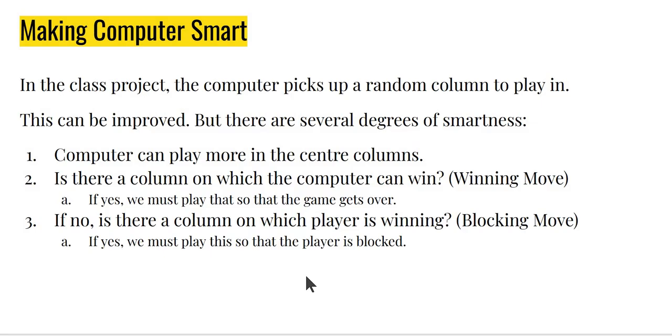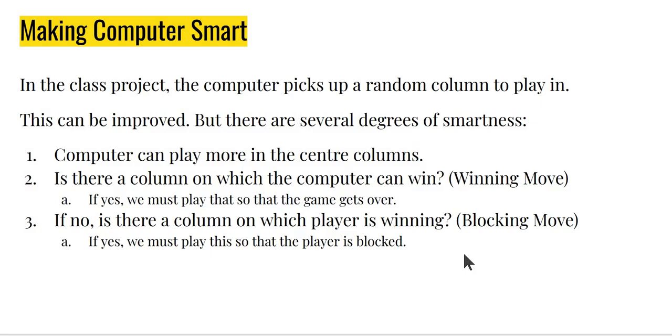Going further, the computer can ask the question, before I make a move, is there a column on which I can win right now? This is what we call a winning move. Obviously, this is a very desirable situation because if we win there, the game gets over right there with the computer winning. Going further, if there is no winning move, the next thing I can do is at least prevent the player from winning. If there's a column on which the player plays and wins in the next chance, I can prevent that from happening. We call this a blocking move. This is also good because, like I said, it prevents the player from winning immediately, and the game goes on and then potentially in future.